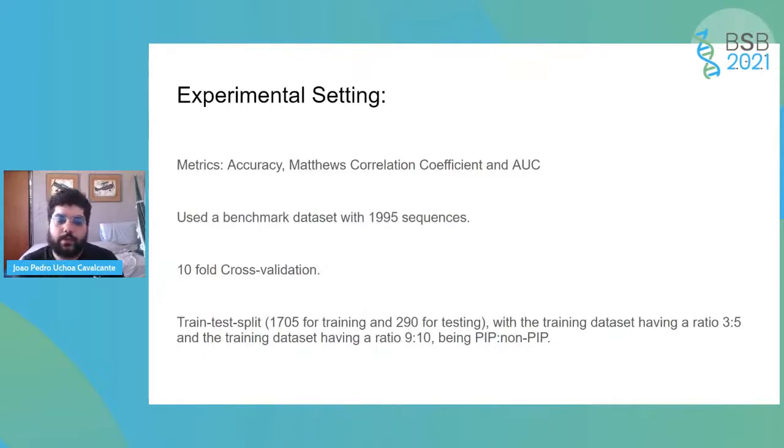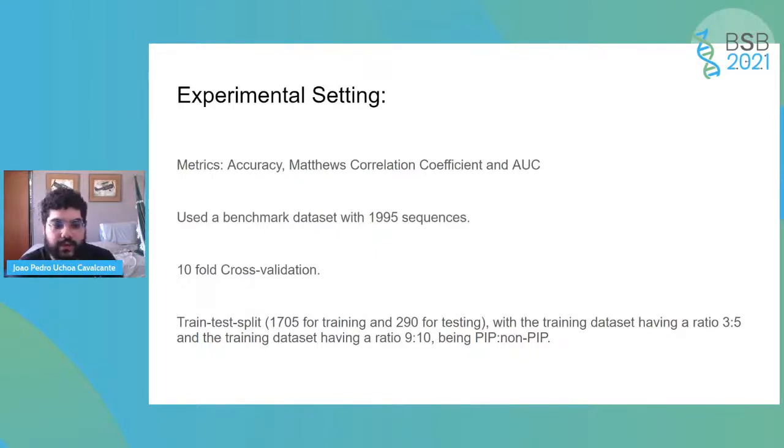Our metrics of machine learning models were accuracy, Matthews correlation coefficient, and AUC. The first two were for the purpose of comparing to other papers. And the last one was to measure how the model was doing. We used the benchmark dataset, the same dataset as the other three works. Also, there were two ways that we studied the metrics.